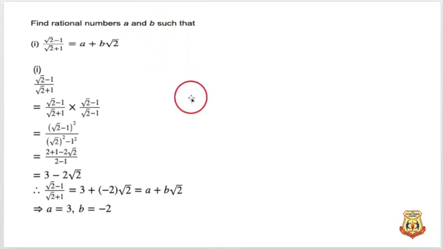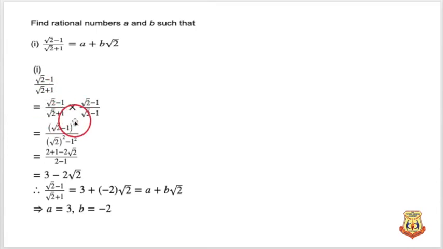Now this is another example. Find the rational numbers a and b such that (root 2 minus 1) by (root 2 plus 1) is equal to a plus b root 2. How is that? We'll take this left hand side and do the same rationalization process.